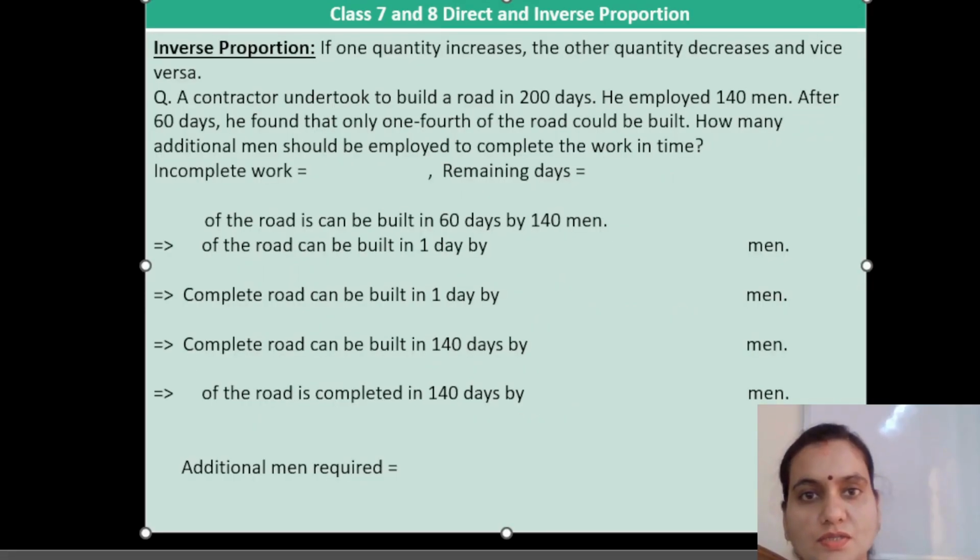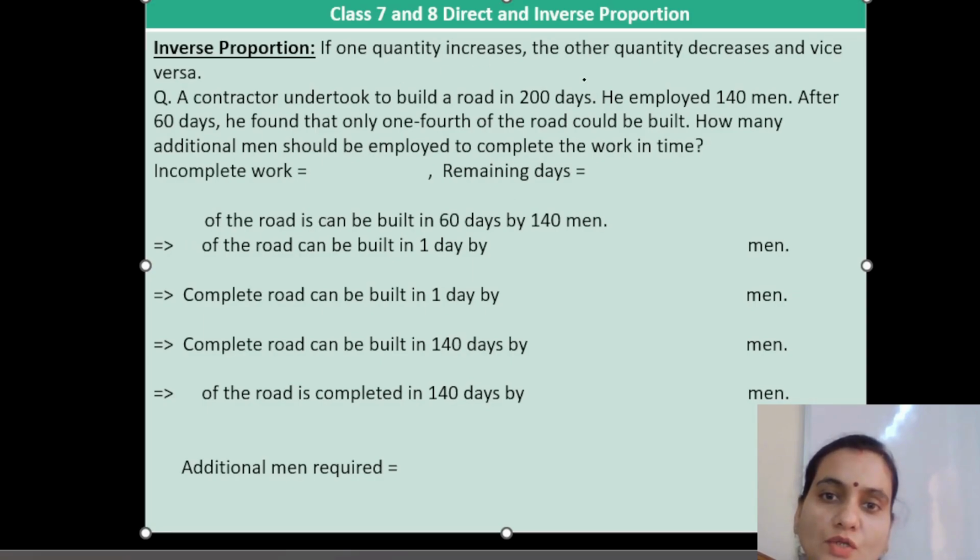So this question says a contractor undertook to build a road in 200 days. He employed 140 men. After 60 days, he found that only 1/4 of the road could be built. How many additional men should be employed to complete the work in time? So this is a very important question. We should learn how to solve it, because these kinds of questions really use up the entire brain capacity.